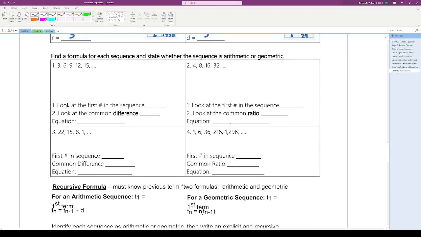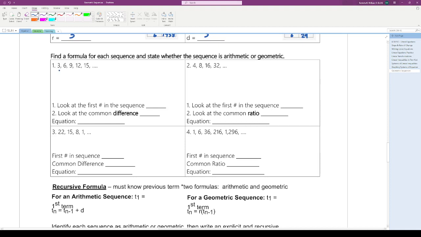All right, so these are nothing new. You should be able to do 1 through 4 here on your own. They're exactly the same stuff that we've been doing. So the only difference is they're having you write the equation. So I'll look at 1 or 2 of these with you before we move on.